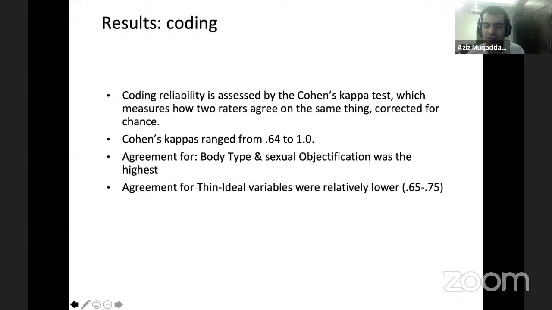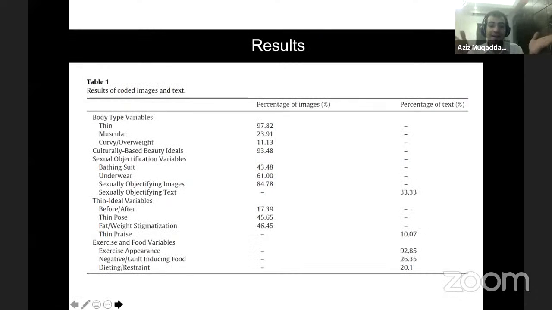Something more vague, like thin pose. So although in the GIF example, how do you know exactly if the person is tucking her tummy or not? So that's a little bit subjective. So the percentage of agreement will go down with that. And finally, here are the results. So here's what they found. So these are the percentages of what they found in the sample.